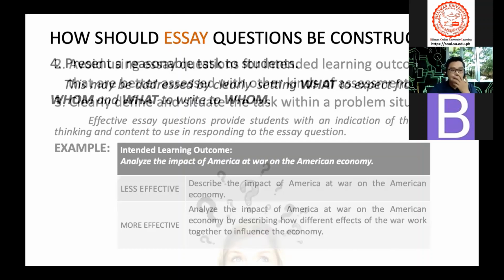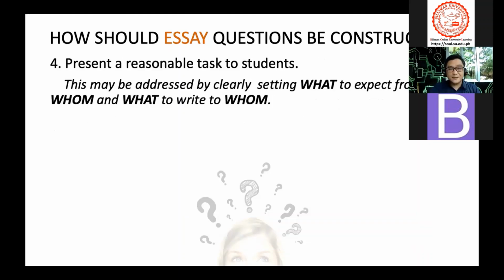Next, number 4, present a reasonable task to students. This may be addressed by clearly setting what to expect from whom and what to write to whom. You know, when defining the task for the essay question, teachers need to make sure that they present a reasonable task to their students. We have to consider our students when we construct.